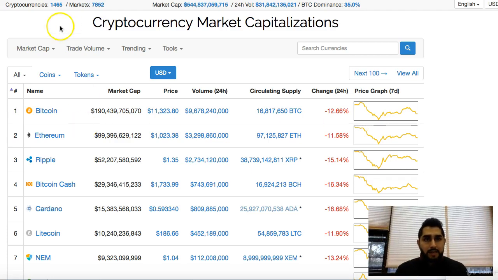What we can see here is that at the current time of this recording, there's 1465. This is how many different altcoins there are.